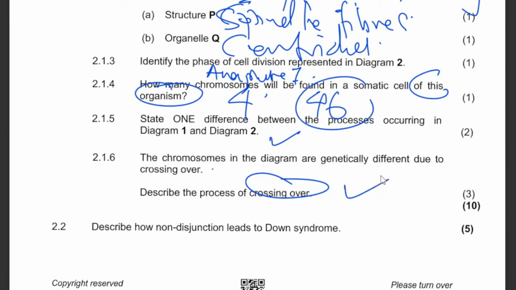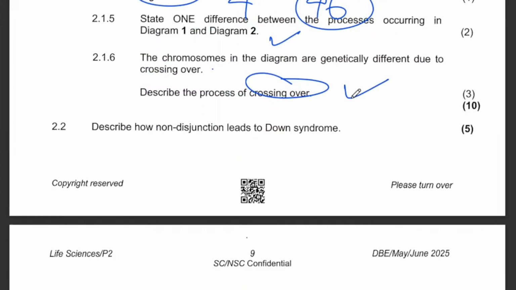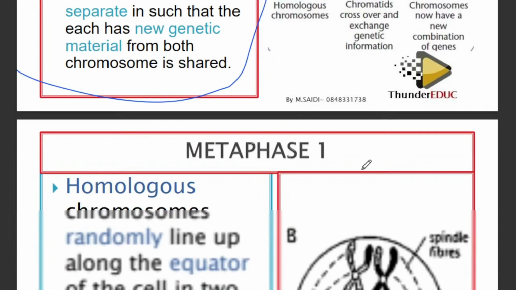So yes, those people who are doing the revision, you can pause it and take a screenshot. Now you know what you're supposed to write when they bring such a question. They're saying describe non-disjunction. I explained this. How does it lead to Down syndrome?